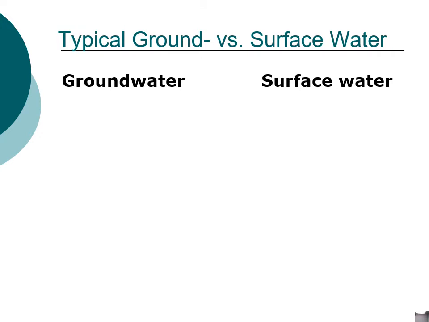So if we look at groundwater versus surface water, as I mentioned, typically you've got a more constant composition, whereas surface water is more variable. Temperature is more constant.